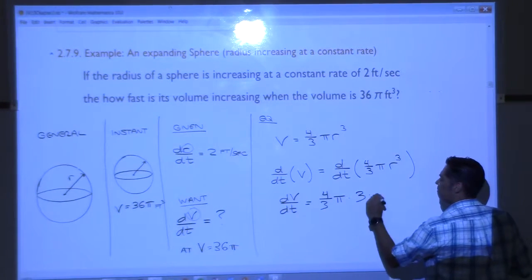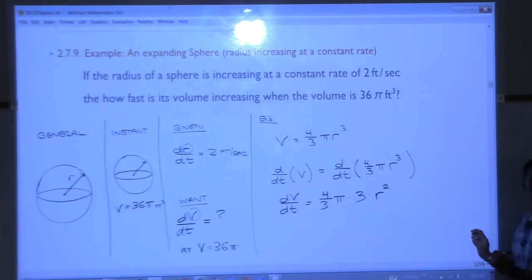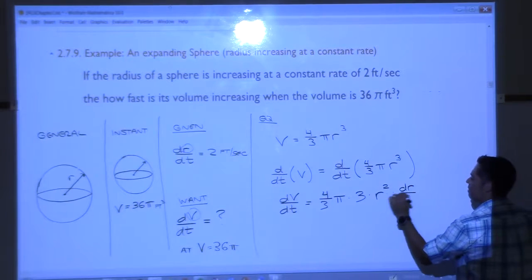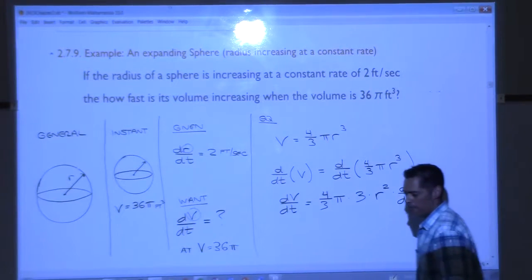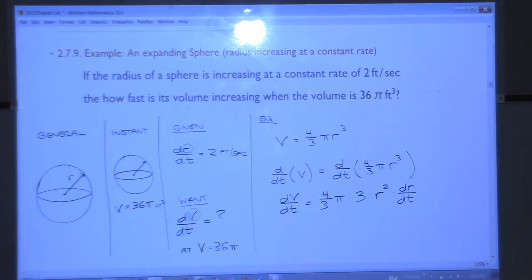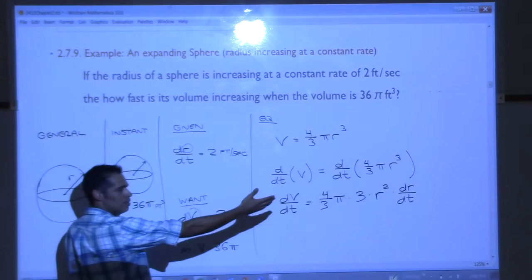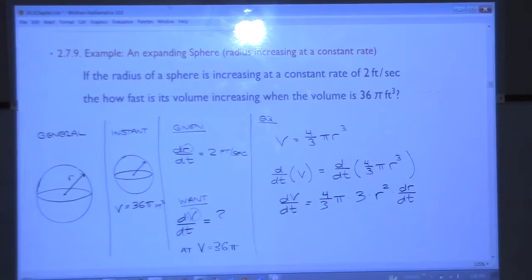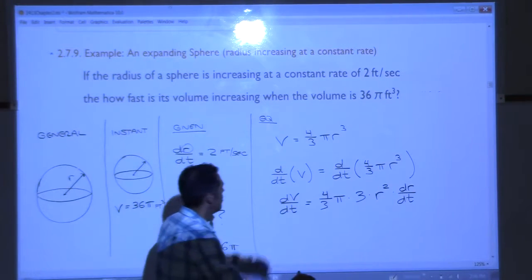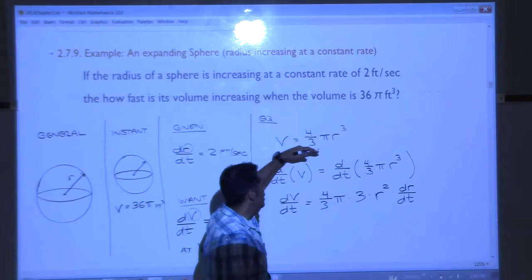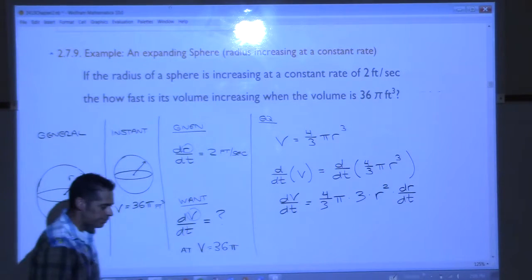3r squared, drum roll, dr dt, right? And what happens if you miss that dr dt, Ronnie? You're pretty much done at that point, because then the thing you're trying to work with is not there. This dr dt that has a value of 2, you never account for it. And remember, I'll say it again, when we were at the equation, we never plugged anything in, did we? We waited till after the differentiation.